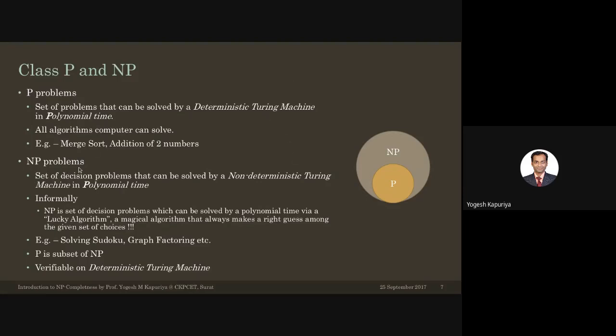There is another class of problem which is called an NP problem. So P is polynomial here, but NP doesn't mean non-polynomial, right? NP stands for non-deterministic polynomial. It means that it is a set of decision problems that can be solved by a non-deterministic Turing machine in polynomial time. So here you can say that the time is polynomial.